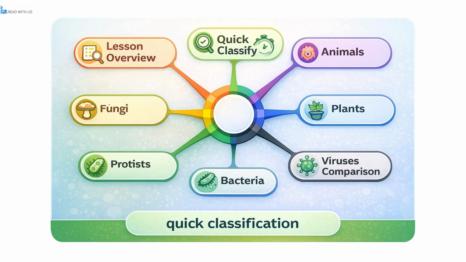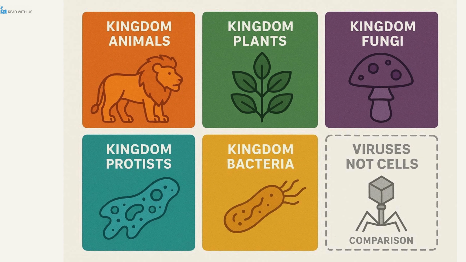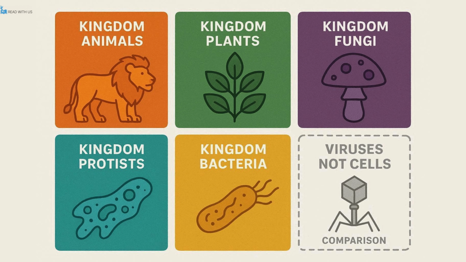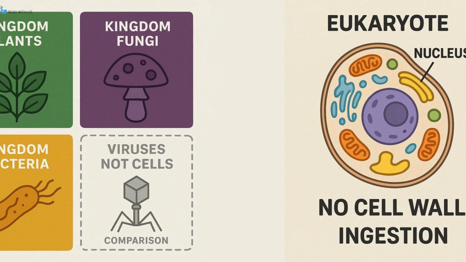This lesson gives a clean overview of the main biological groups and how to tell them apart fast when you meet a new organism. Living things are organized into broad kingdoms, and here we focus on animals, plants, fungi, protists, and bacteria, with viruses shown for comparison, even though they are not true living cells.